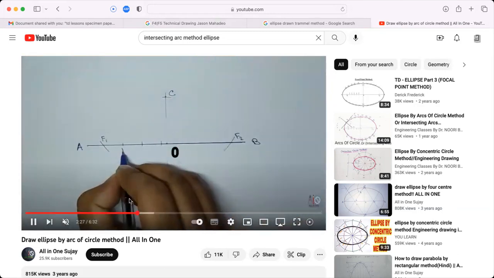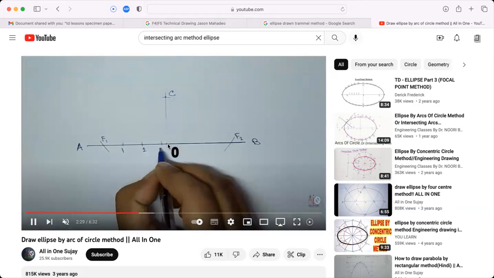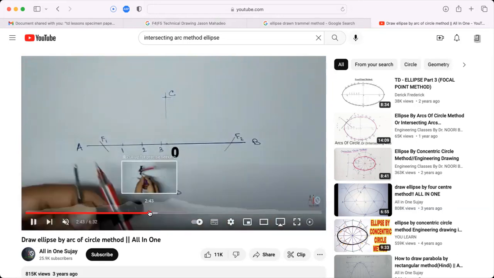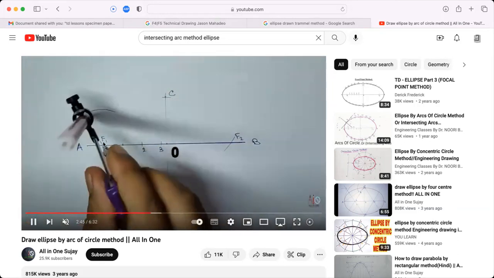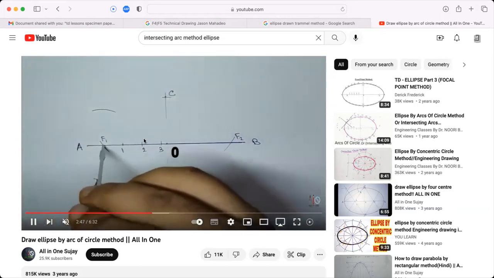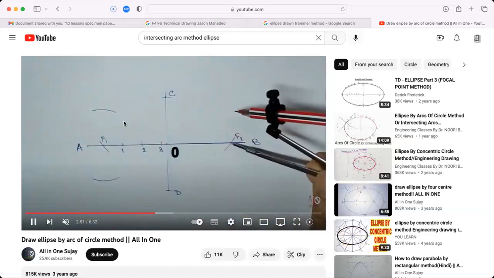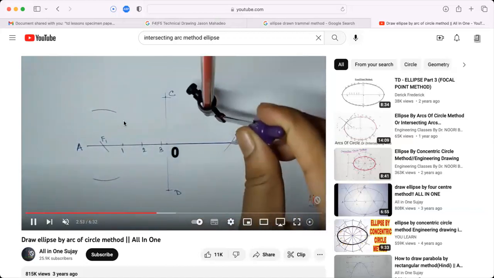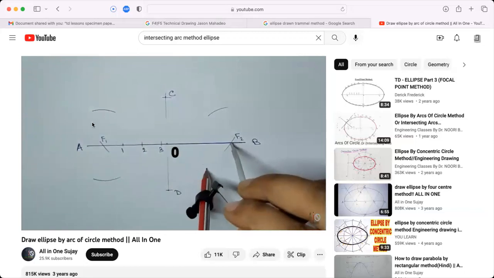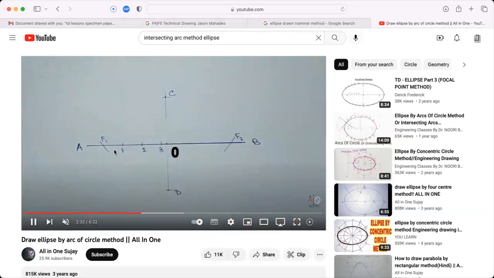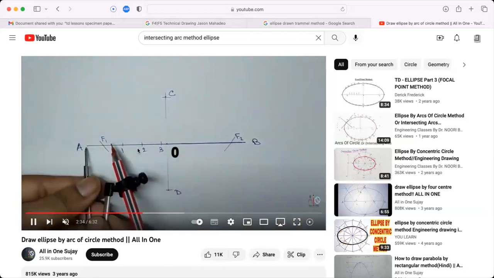From there, you're going to divide between the focal points and the center into 4 equal distances. And then from the focal point and each of these points, you're going to draw different circle radii. So the first one, I believe, you're going to measure from F1 to F. Let's see how they do it.